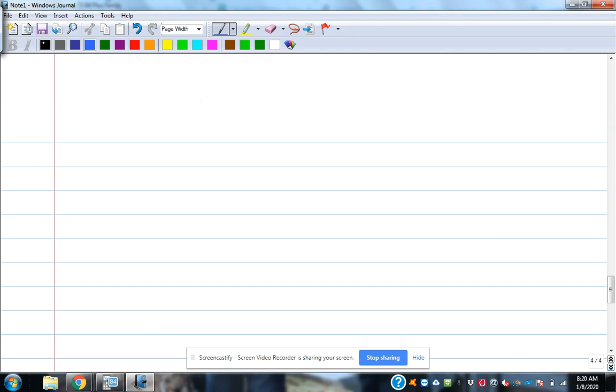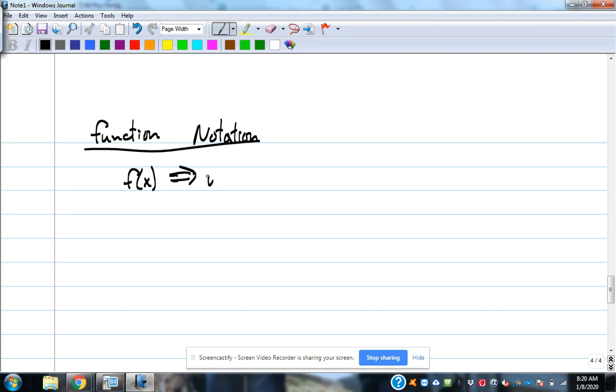Now, let's get into function notation, which you've seen before. Nothing new. Function notation, that's that f of x stuff. What's f of x the same thing as? Y. Y'all know that? Nothing new.